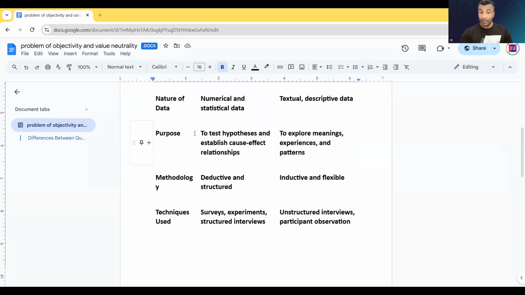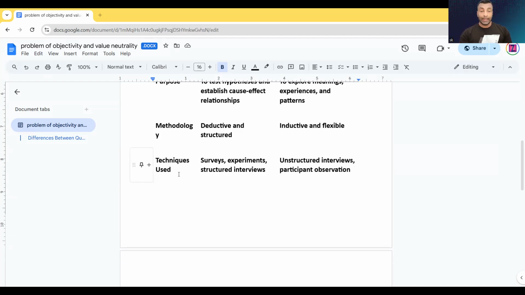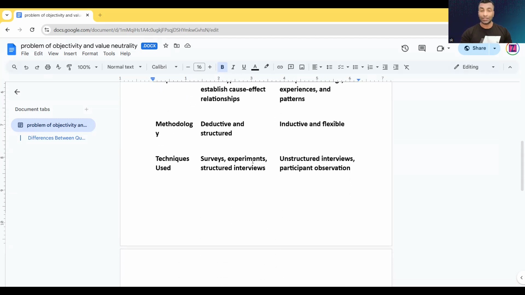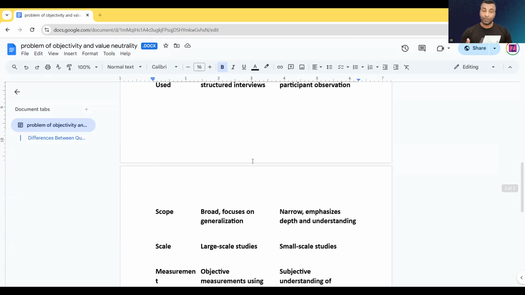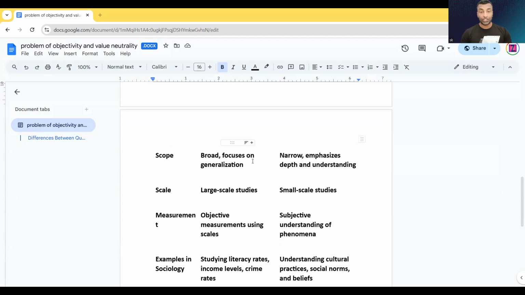If you look at the purpose, it is basically to test hypotheses and establish cause and effect relations in quantitative. On the other side, to explore the meanings, experiences, and patterns. Coming to methodology, it's the inductive method which is used in quantitative, and the deductive method which is flexible in qualitative. So there is a mistake here. And then if you look at the techniques used, surveys, experiments, structured interviews in quantitative, and unstructured interviews, participant observation, right, in qualitative.